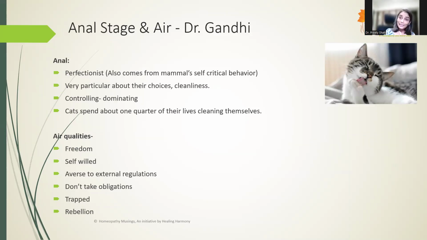So on one side, there's controlling, things have to be perfect, the way I want it. I will not take any criticism. They will be very particular about their choices, about cleanliness. And on the other side, they want to be free, self-willed. They feel trapped in relationships. They feel trapped at work, and they don't want to take any obligations, and they want to be a rebel and do things out of their free will.